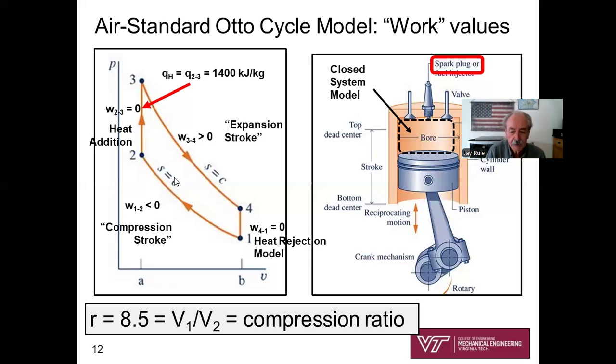And then the other part is, you see that the net work visually is the area enclosed within this Otto cycle PV diagram. And little v1 divided by little v2, that's given. It's 8.5. That's called the compression ratio. Capital V1 over capital V2 equals little v1 over little v2.